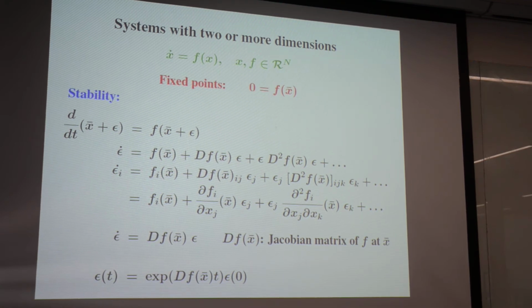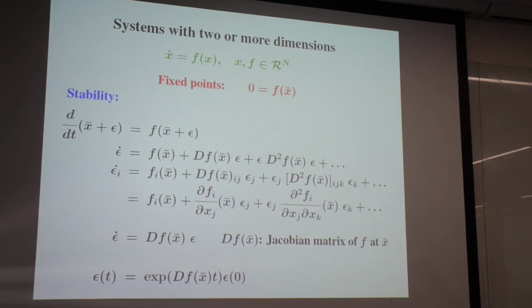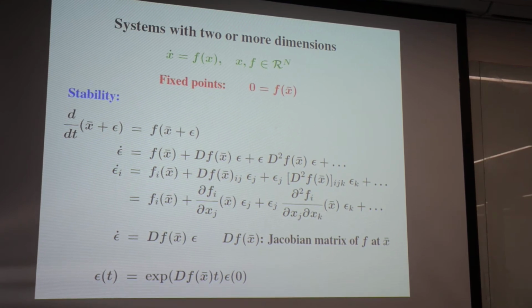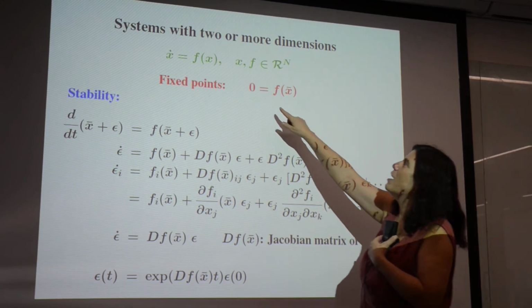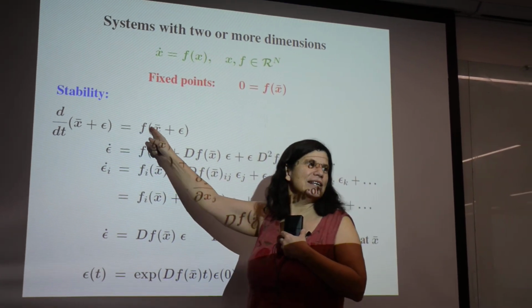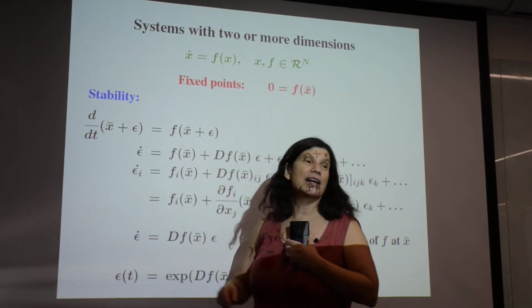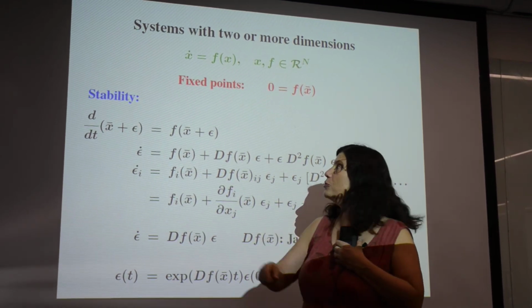Okay, now, let's see. Right. Okay, so we come to systems with 2 or more dimensions, because after all, most things are not one-dimensional. Many things just carry over. So let's look for x dot equals f of x, fixed points 0 equals f of x bar, but now each of these is an n vector. And let's do the same stability calculation as before. We perturb x bar by epsilon. Epsilon is a vector, x bar is a vector.